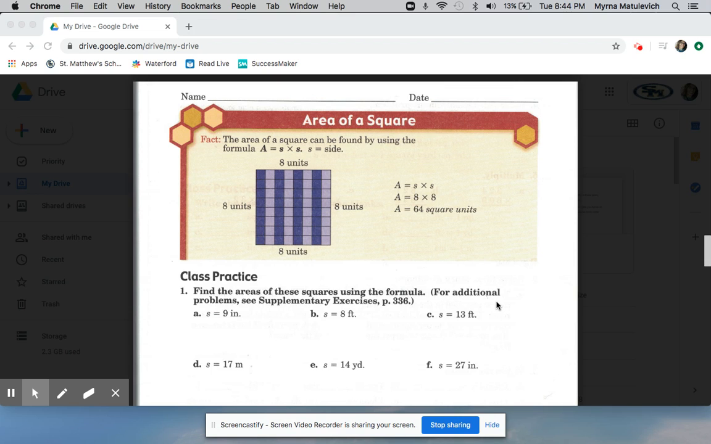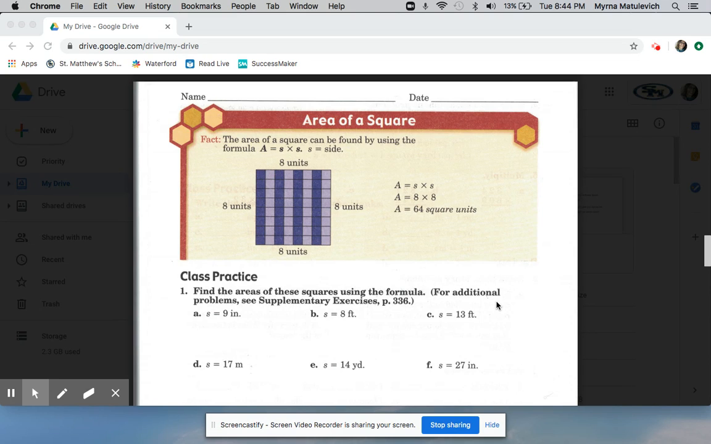Lesson 160, area of a square. The length and width of a square are the same, since all four sides of a square are equal. To find the area of a square, we can simply simplify the formula for the area of a rectangle to area equals side times side. Remember to use square units in your answer.